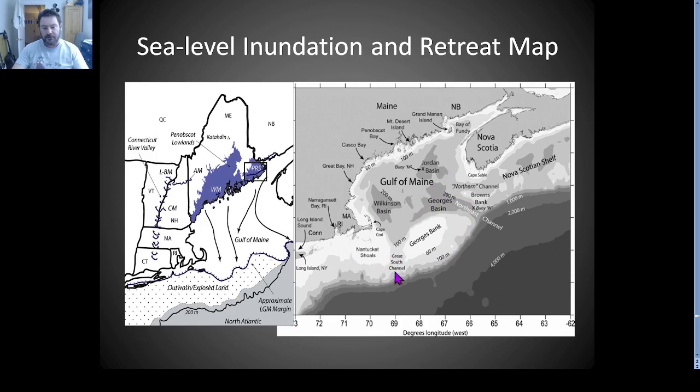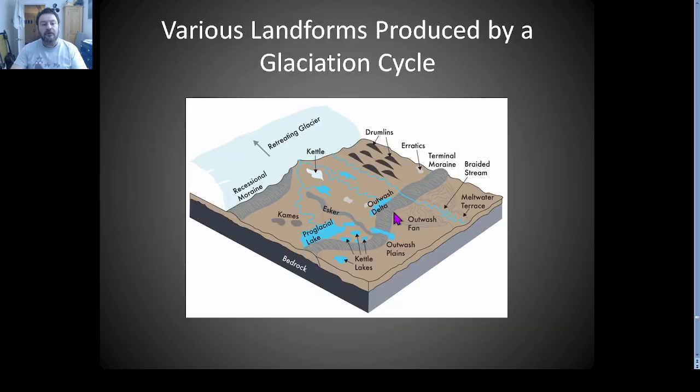But this would have been out of water. You might have had eventually, this would have definitely been another channel, but out of water, pieces out of water. And then shoreline out 300 feet would be dry, because sea level went down about 300 feet. I think that's what the number was, something like that. So anyways, interesting stuff. Various landforms produced by the glaciation cycle.